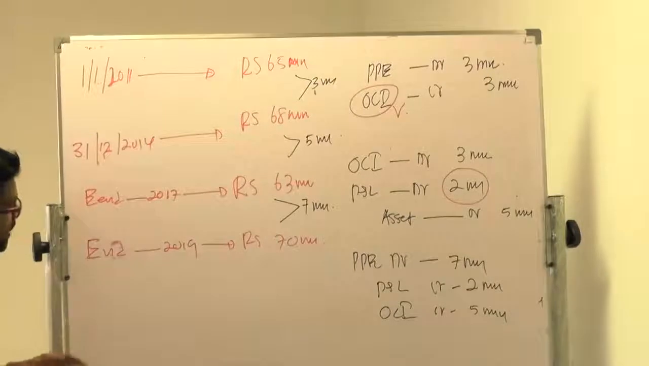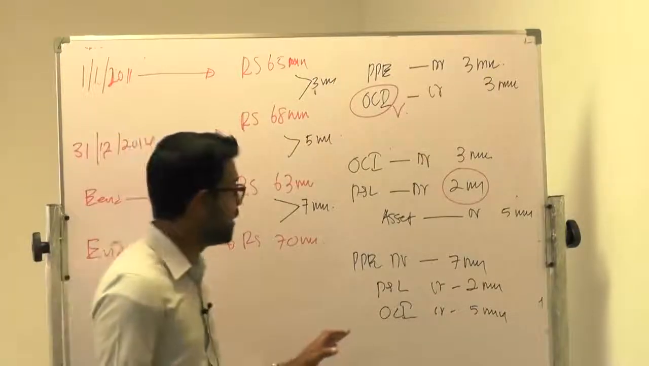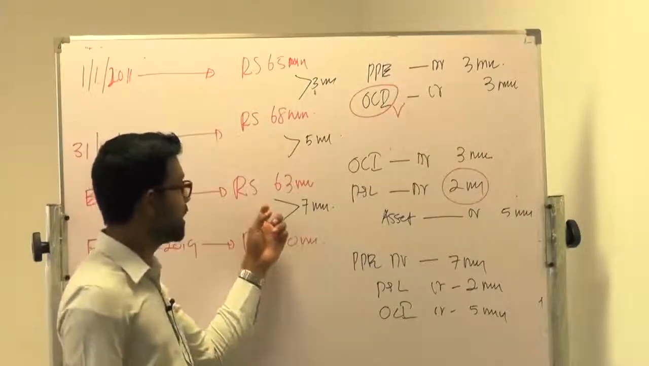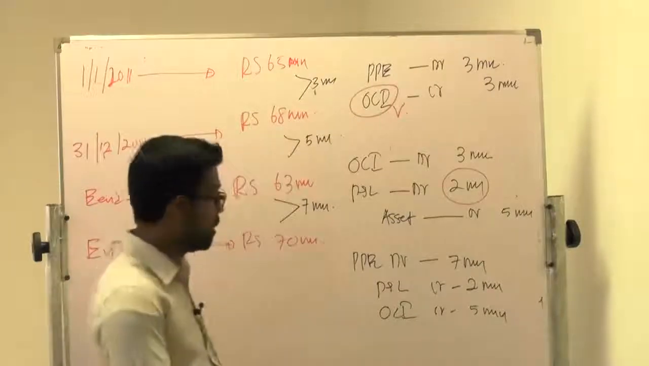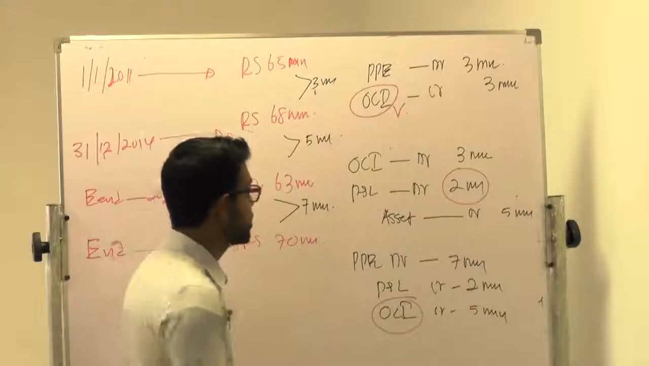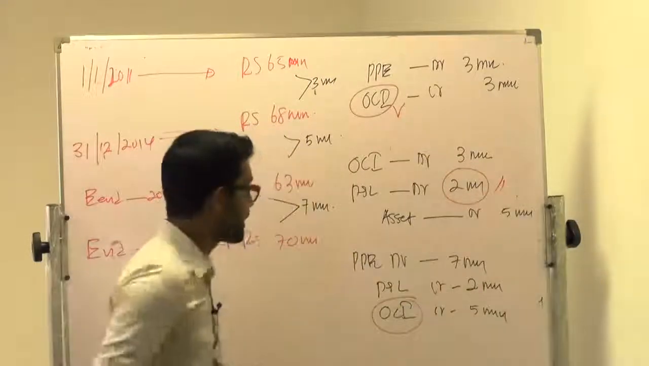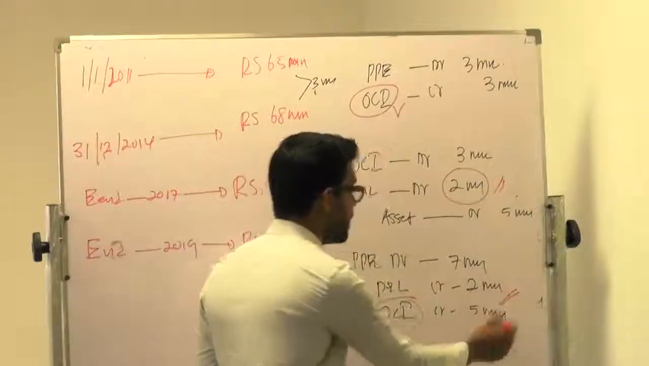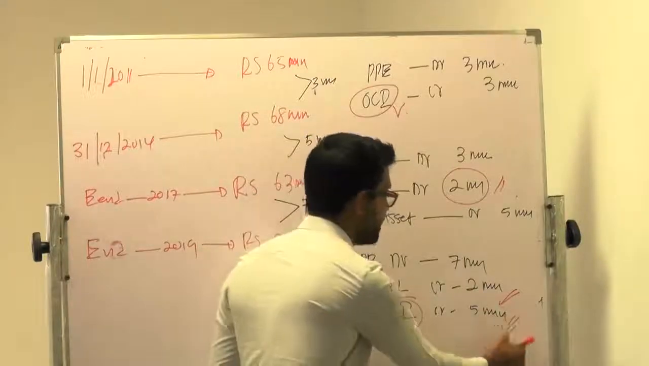When it comes to the 2019 end, again you had a gain of 7 million. Straight away you can't recognize that in OCI as 7 million. Why? Last year you recognized 2 million in the P&L as a loss. Recover that 2 million and the balance only you can recognize in OCI.